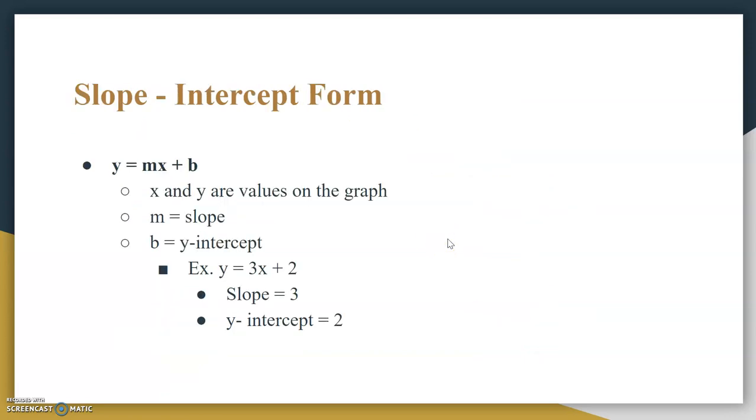Now, let's take a look at the forms of linear equations, starting with slope-intercept form. It is in the form of y is equal to mx plus b. X and y are values on the graph, or in other words, they're just values on the line. M is the slope, and b is the y-intercept. Let's take a look at this equation. Example, y is equal to 3x plus 2. In this case, the slope is equal to 3, and y-intercept is equal to 2.